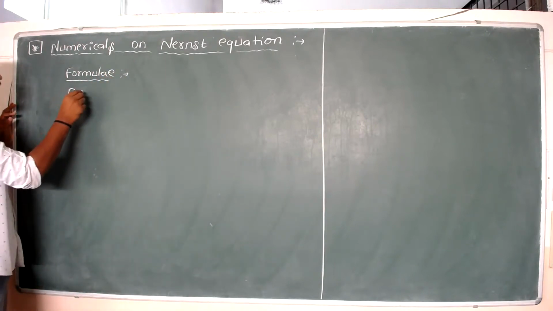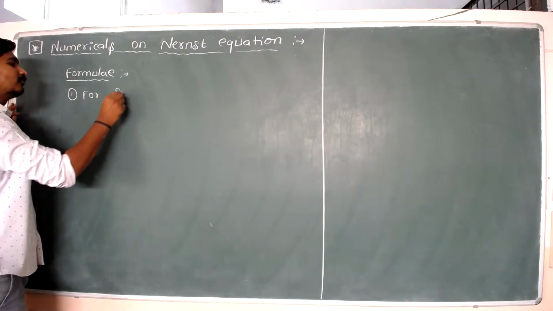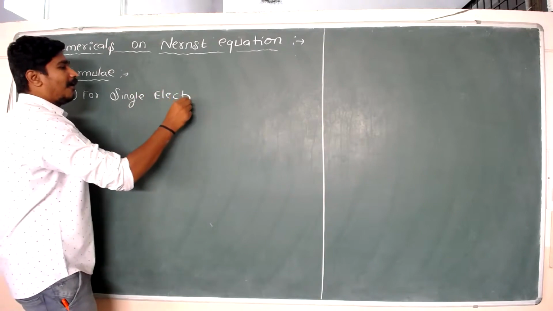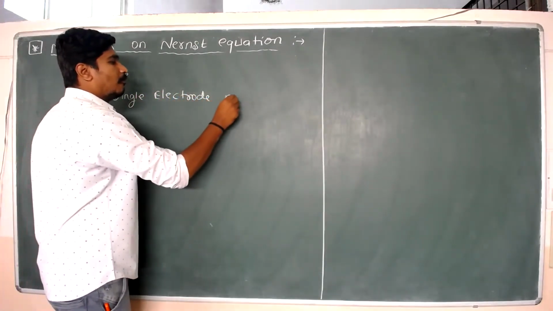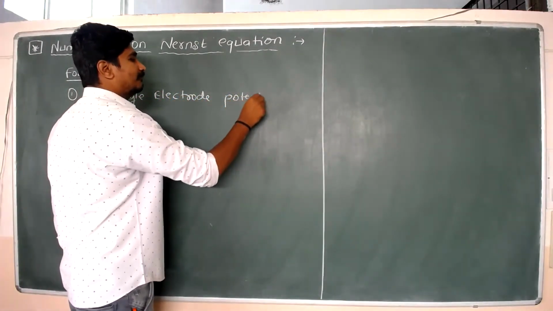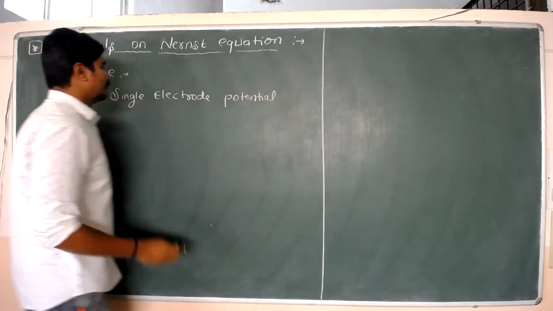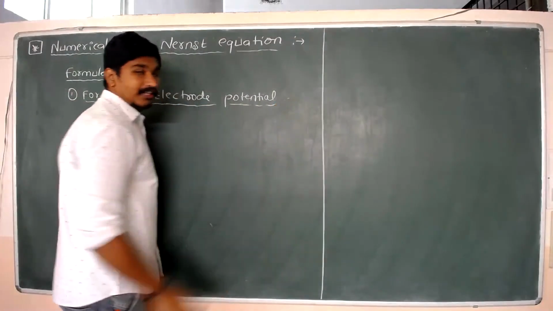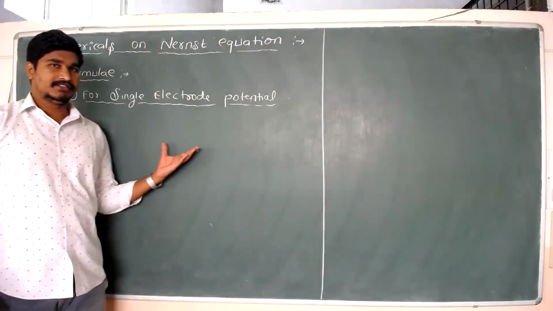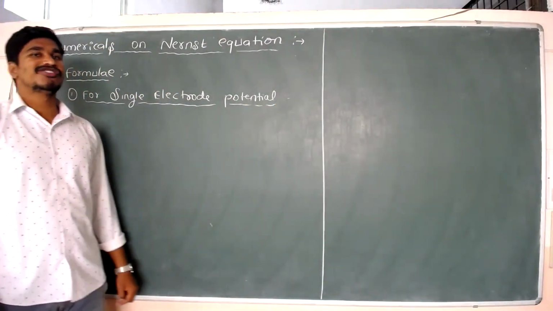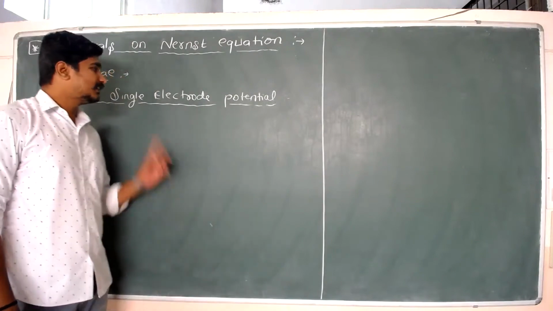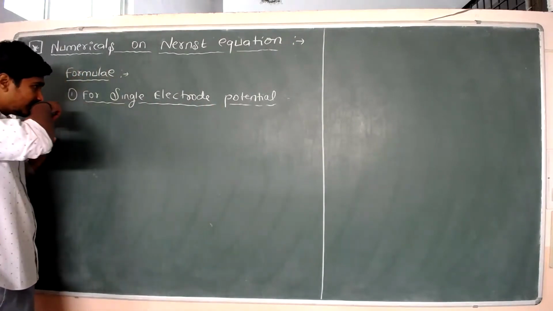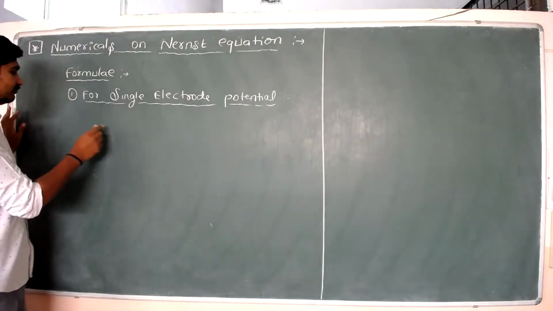First one is for single electrode potential. In the numerical, if he is asking to calculate the electrode potential for the half cell or the single electrode potential, etc., in such cases we have to use the following formula.